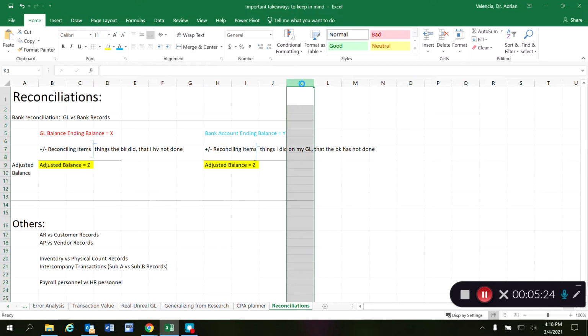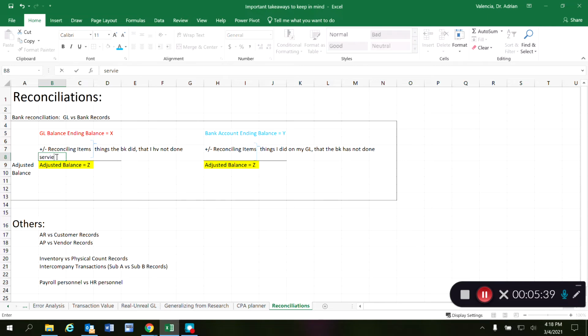Let me add a couple columns here so it all fits. Now, in terms of bank reconciliation, what are the things that the bank does that maybe you haven't done? These could be things like a service fee. In other words, you look at the bank information from the bank statement or online, and you realize that they subtracted a bank fee, which you have not recorded.